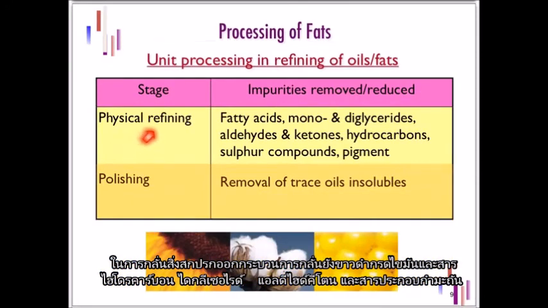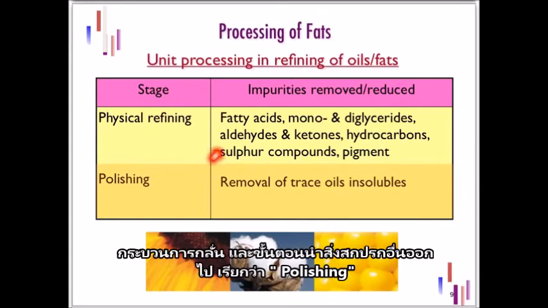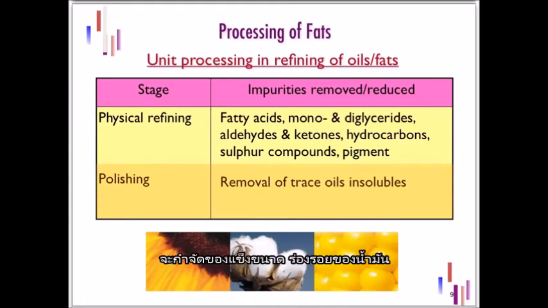In physical refining, the impurities removed during the refining process are also fatty acids, mono and diglycerides, aldehydes and ketones, hydrocarbons, and so on. These are basically the same components that will be removed if we use a chemical refining process. And another step typically used in the refining is called polishing. Basically, the objective is to remove as much as possible the insolubles, the trace oil-insoluble material, from the oil.